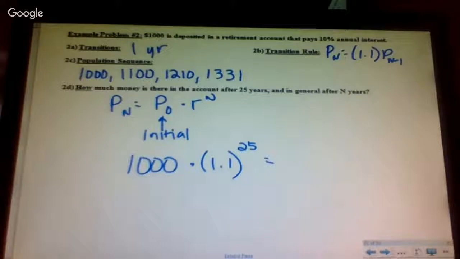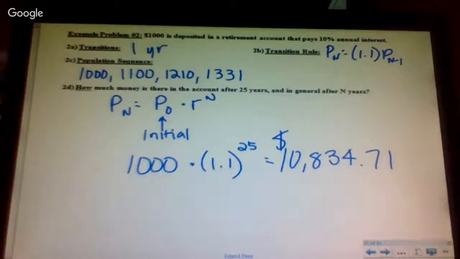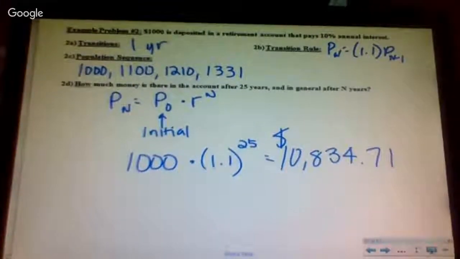We get 10,834.7. How do you do it? Use the little caret key, and then 25. Okay. This is your equation you will use every time to find any number within a series. Okay, chill until lunch.